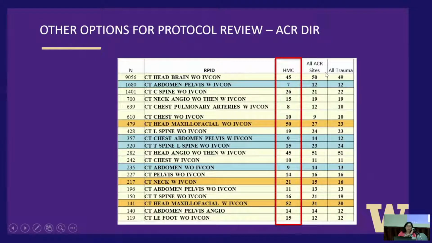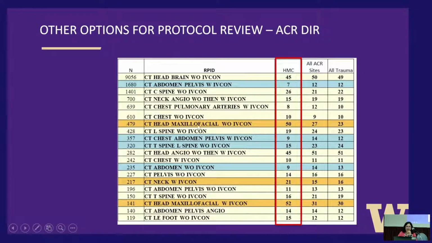Because, as I mentioned previously in the week, in trauma sometimes you're worried more about saving the life of the patient than radiation dose. So if the dose is typically maybe a little higher than other sites, that's why I also want to compare to trauma. Even though in this case, it doesn't look like a lot of differences between all ACR sites and trauma. But basically you want to compare.